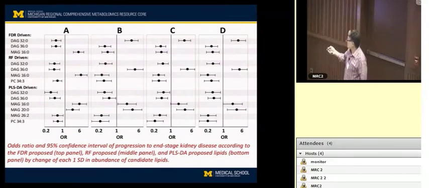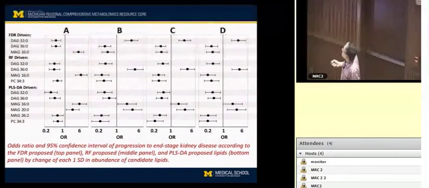So here we are showing unadjusted estimations. Again, with FDR, the top 3 predictors would be DAG32, DAG36, and MAG16. And with random forest, one more lipid is proposed, and with PLSDA, 2 more in the monoacylglycerol class. Although DAG32, DAG36, and MAG16 remain the same in all 3 different classification methods.